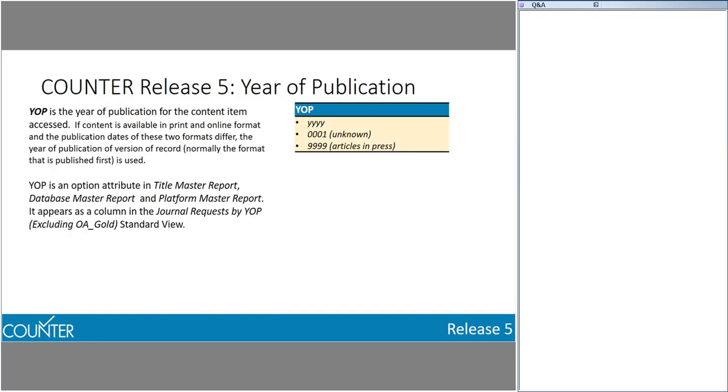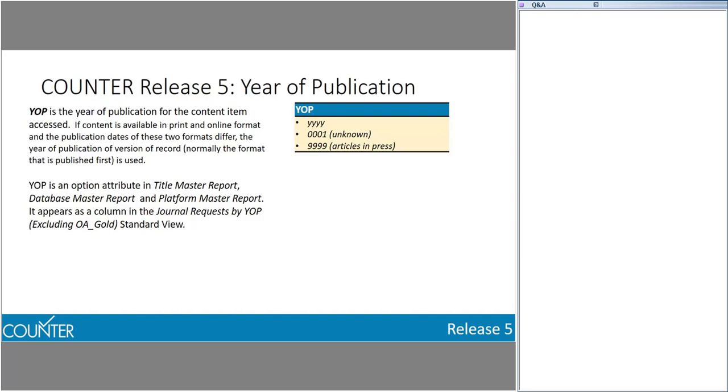Year of publication. So in COUNTER release 4, we had journal report 5, which alluded to year of publication being tracked. And now we're saying it needs to be tracked explicitly. Well, when you know it. If you don't know it, it's 0001, and if it's an article in press, it's all 9s. But the idea is that you can then use that in your analysis and in the reporting.